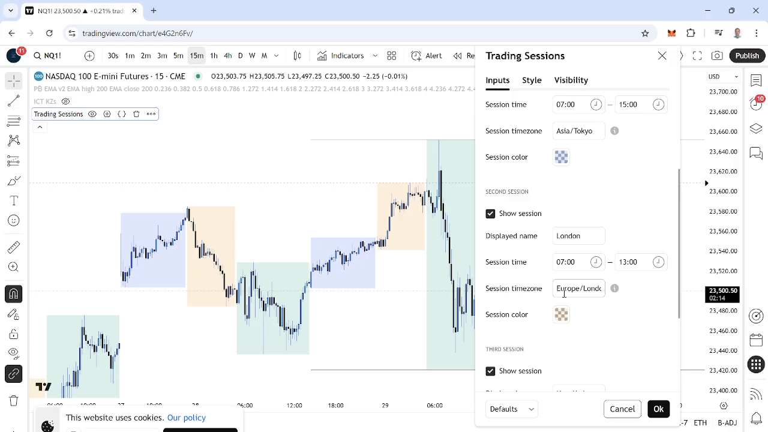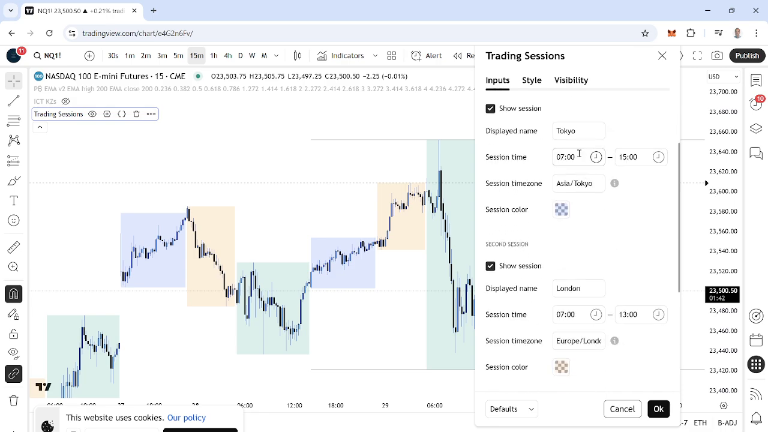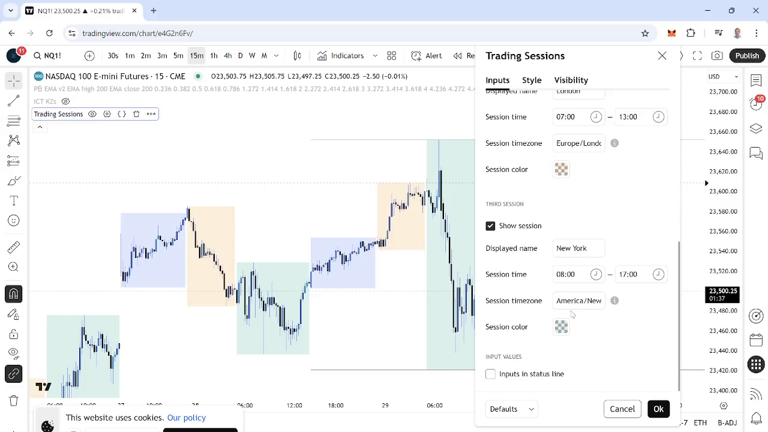The second session is European London, so from 7 to 1 that I take it. And then the New York session, we take it from 8 to 5. So you will need to put this in your trading session to make sure that everything is inputted correctly. The different thing is, I'm not sure it's EST, because look, it's 7 to 3, 7 to 1 and 8 to 5. So I think it's in the session itself that it's been put in.